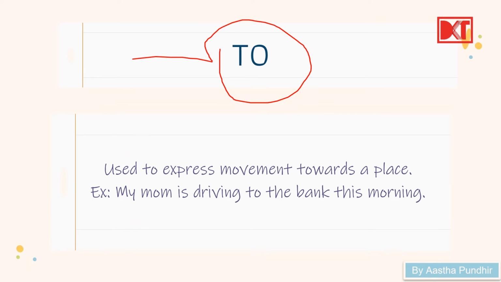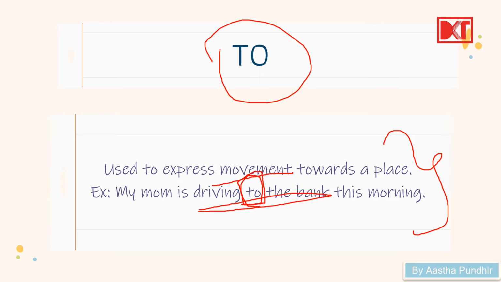Another preposition is the word to. This could be used to express movement towards a place. My mom is driving to the bank this morning. To bank, towards, movement towards a place. यही example, this was one of the examples जो हमने शुरू में लिया था. To the bank. Towards, that my mom is driving to the bank. मतलब she is moving towards the bank.